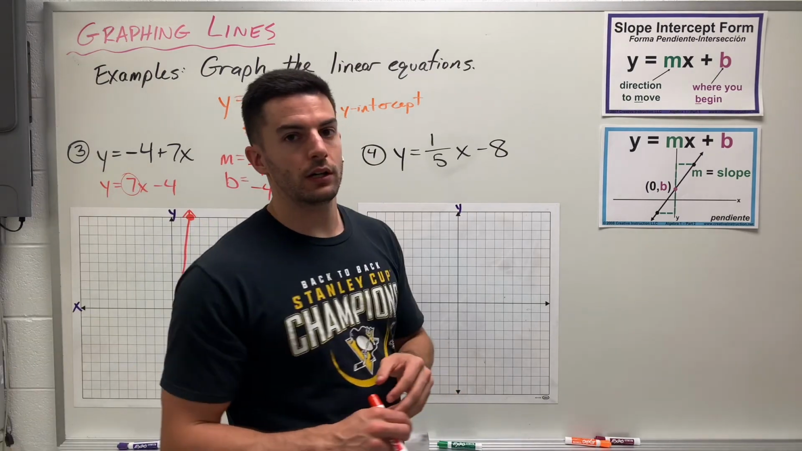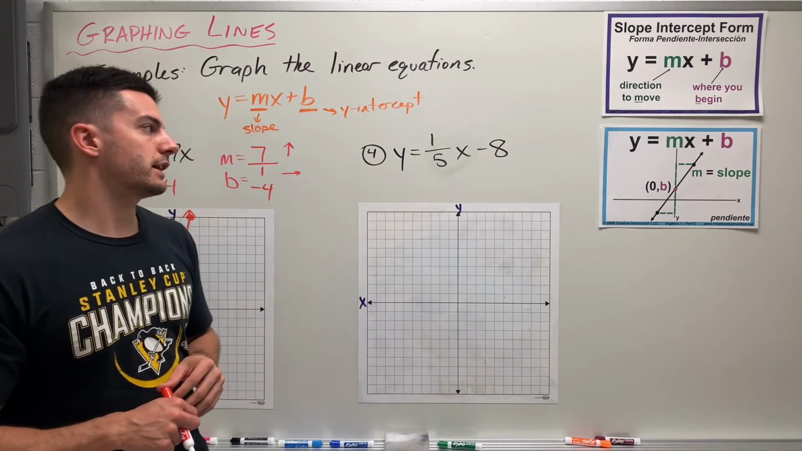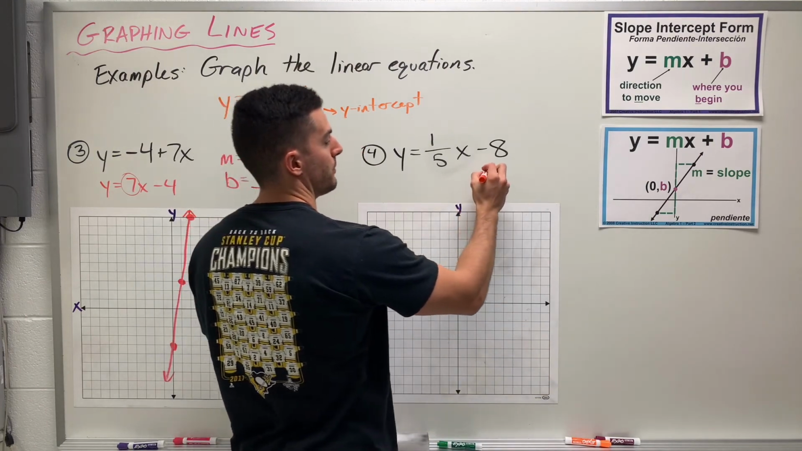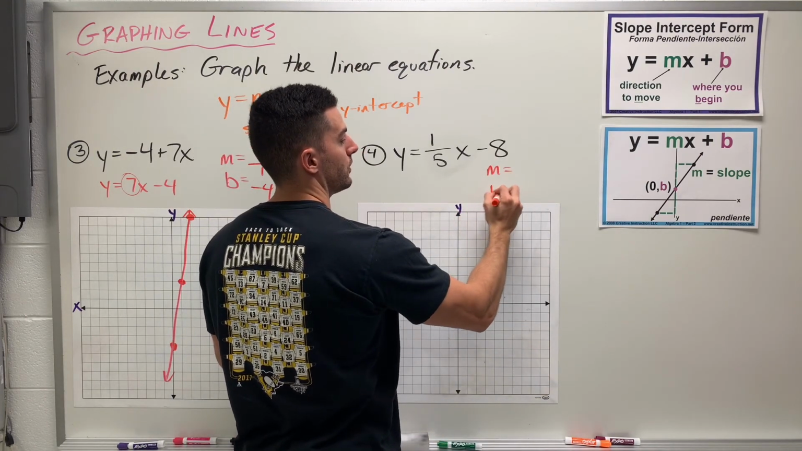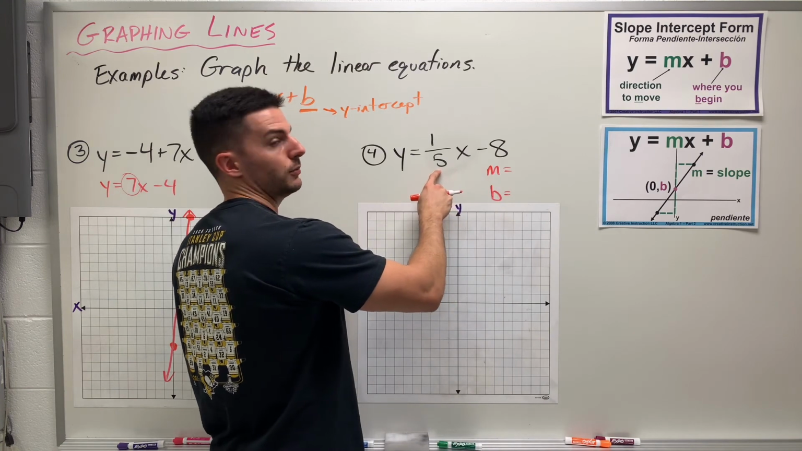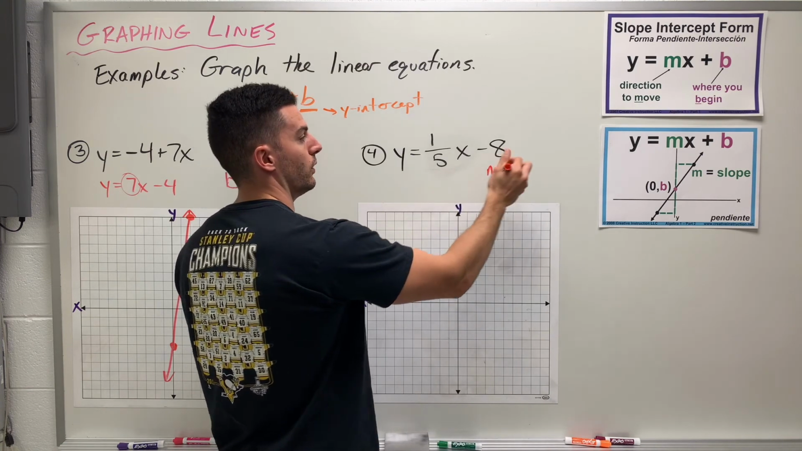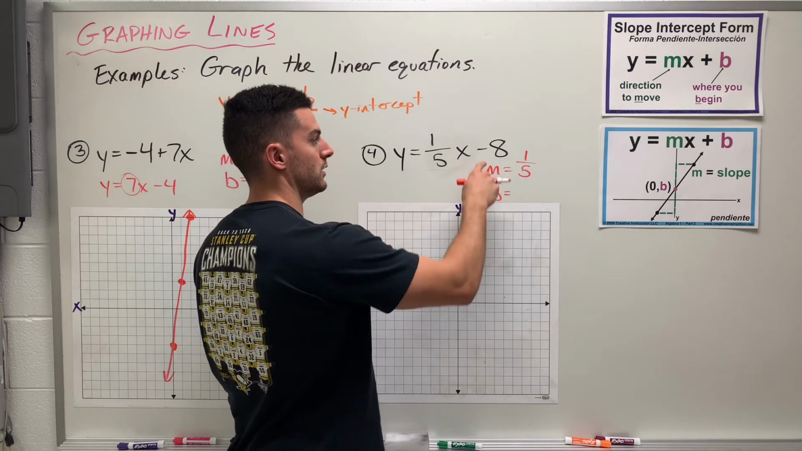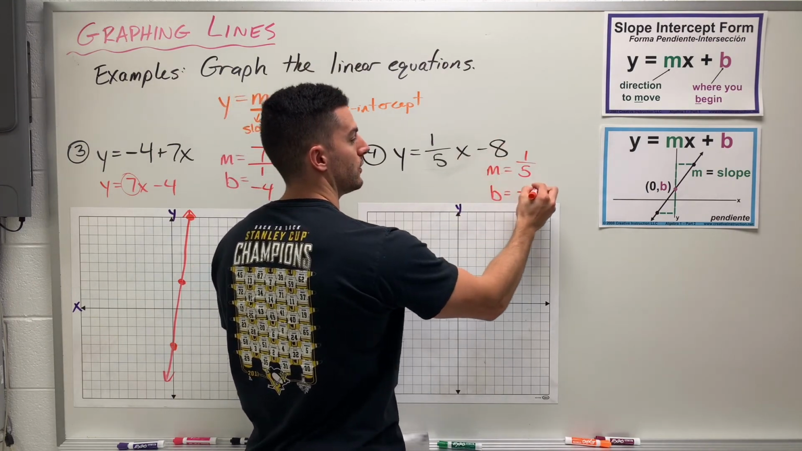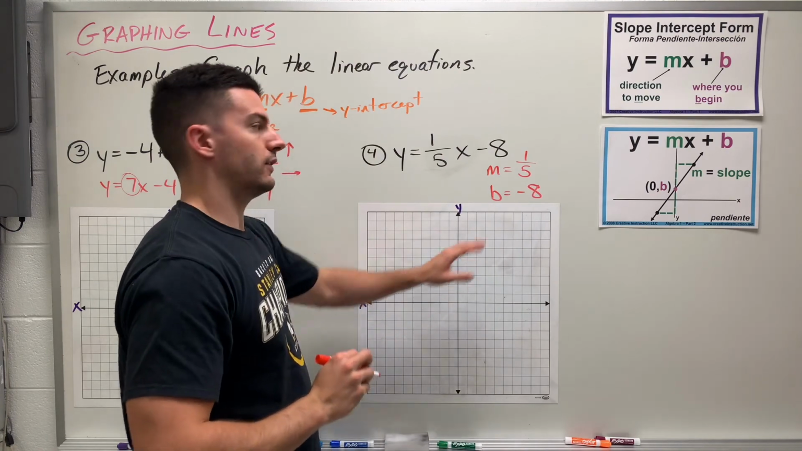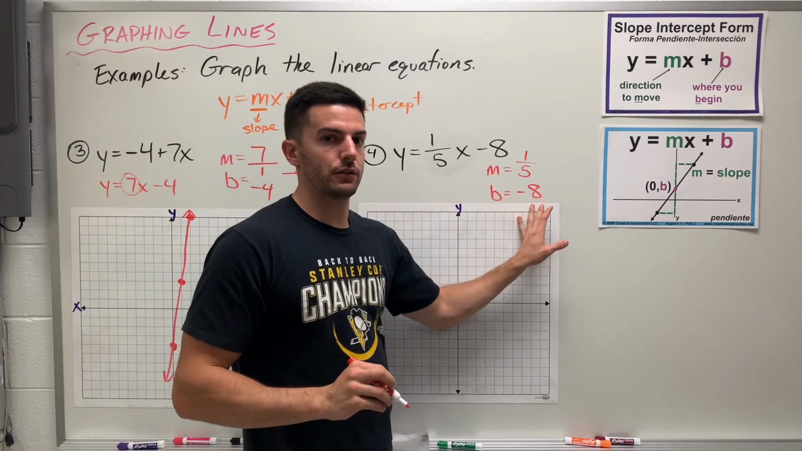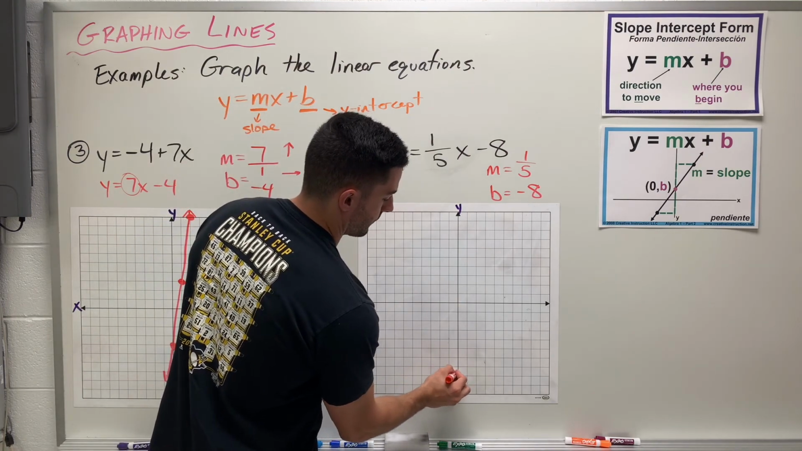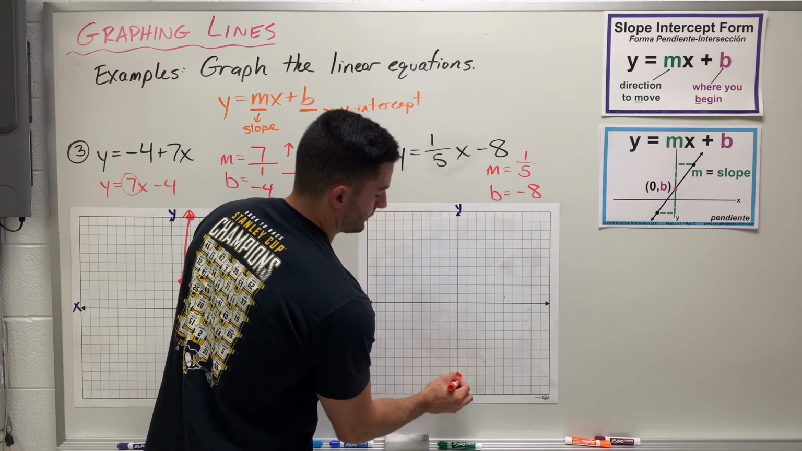Now, number 4, y equals 1/5 x minus 8. The order is all good there, but if I think about my slope and my y-intercept, m, my slope, again, is the number multiplied by the x, so that's 1/5. And awesome, it's already a fraction, so I don't have to change it. And then negative 8, because it's minus 8, would be my b value. So on the y-axis, I go down to negative 8, all the way down here.